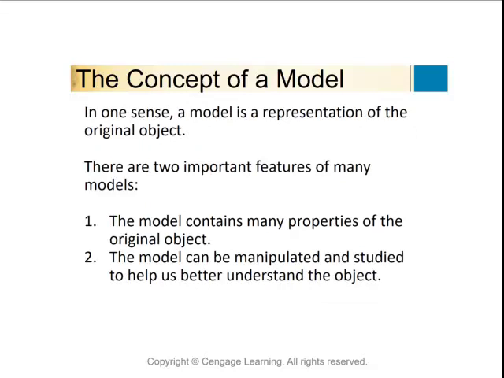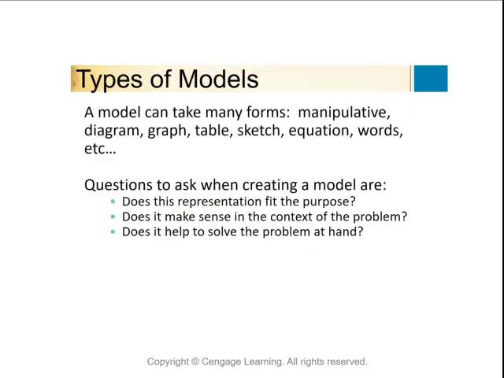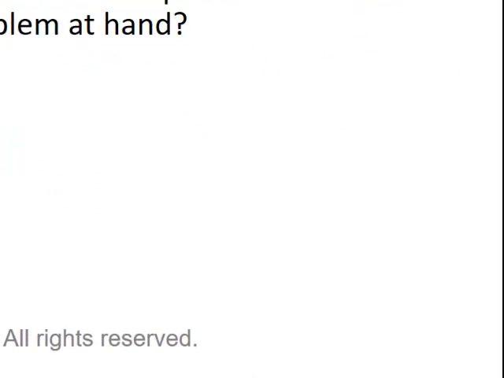So here they tell us a model contains many properties of the original object, and there are definitions to different models, such as our symbols for mathematics and what those might mean. And it represents the original. It's in some form or fashion a representation of the original. Now here it says that our model can take all kinds of different forms: a graph, table, sketch, equation, words, and then here are different questions to ask. I love models. It's the way that we can solve our word problems.